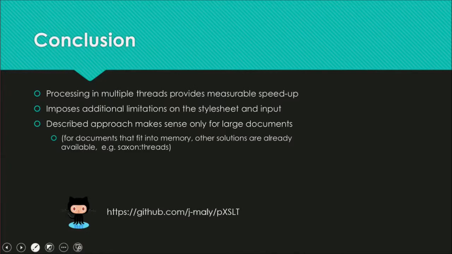But it imposes additional limitations on the style sheet and on the input. It makes sense to use it only for a very specific class of documents. And this particular approach makes sense only for large documents that don't fit in memory. And you have to use streaming, because if you have a document that you can fit into memory, you can use the optimizations that are already available in Saxon, and Michael K. was mentioning them, like using Saxon threads with for-each or apply-templates instructions.